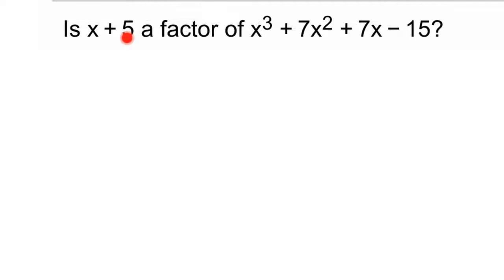We're asked if x plus 5 is a factor of all this. To find out, we can take this and divide it by x plus 5. And if we don't have a remainder, it's a factor.